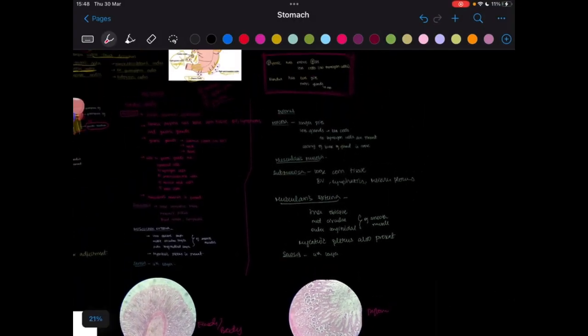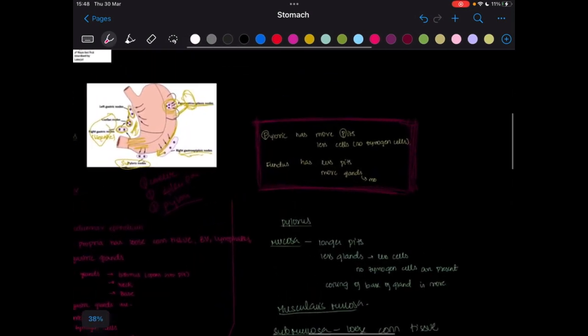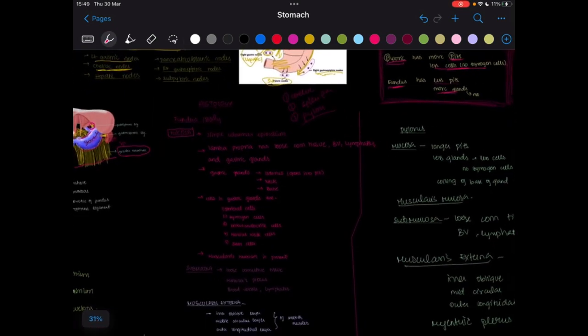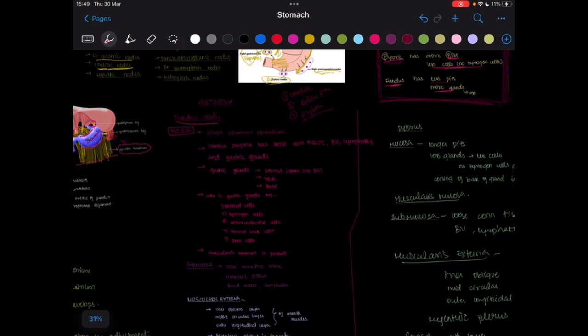Before we actually learn about this, let us remember a mnemonic. The pyloric has more pits, P and P, remember it like this. Pyloric part has more pits and fewer cells. The fundus part has fewer pits and more cells or glands. Now let us talk about the histology. So this is for the fundus and the body, and here we'll talk about the pylorus.